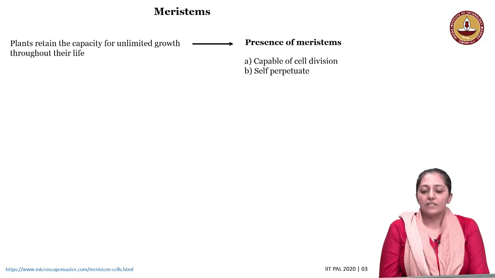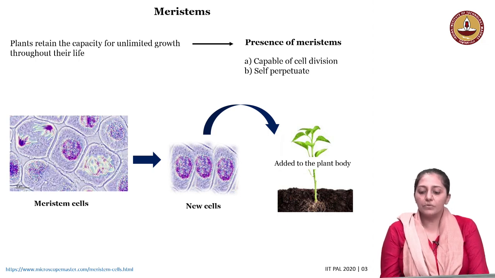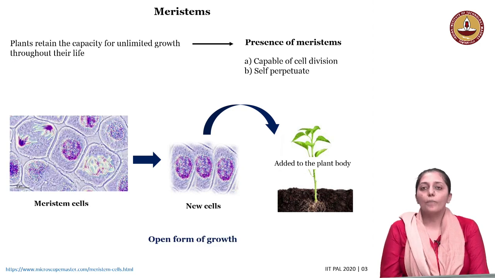The cells in these regions, they are capable of continuous cell division and self-perpetuate. So as you can see on the slide, the photograph shown is for the meristematic cells. So, meristem cells, they continue to divide to form new cells, and then some of these new cells differentiate to form parts of the plant body. So, this is called as open form of growth.